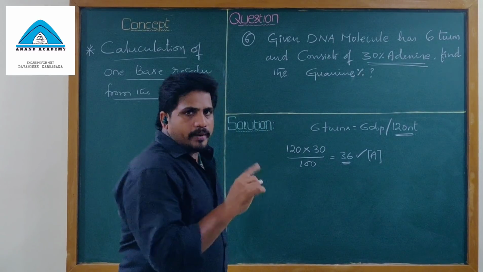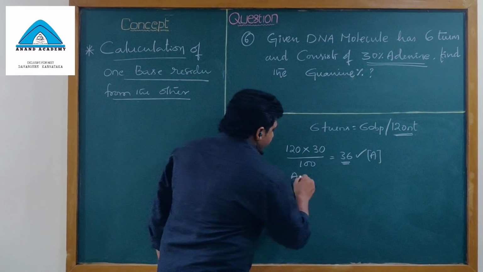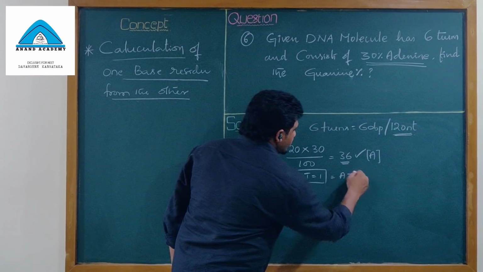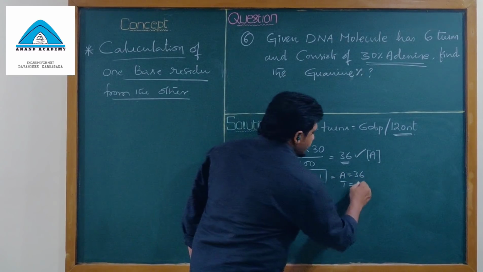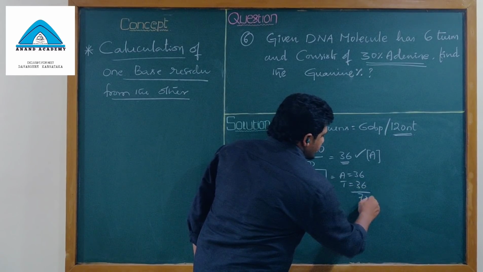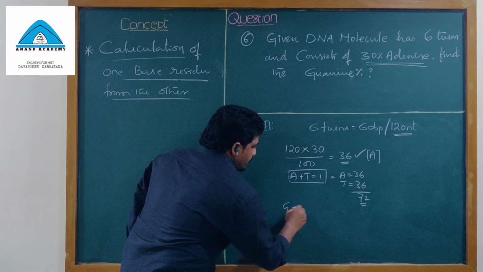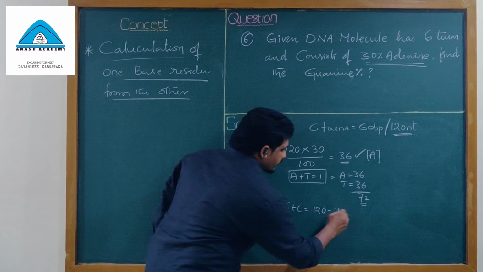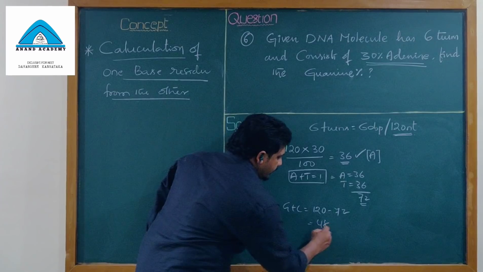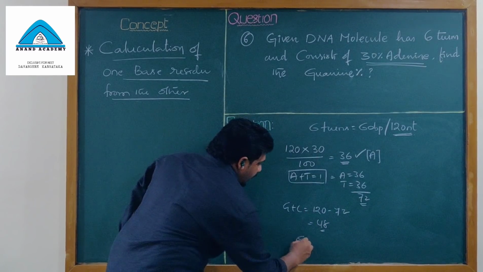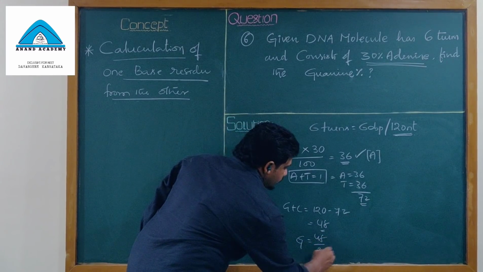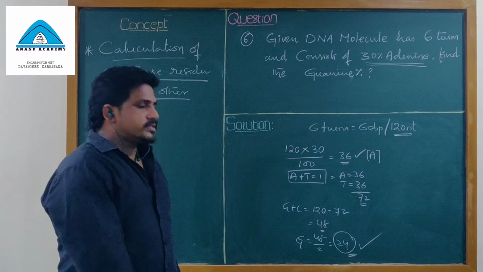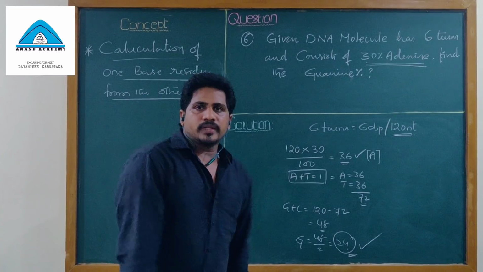According to the Chargaff rule, A plus G by T plus C is equal to 1. So A is equal to 36, therefore T is also 36. Together 72. So G plus C, if you want, 120 minus 72, that is equal to 48. If you want G, guanine, that is equal to 48 by 2, that is 24. Finished. Very simple. I hope you understand.